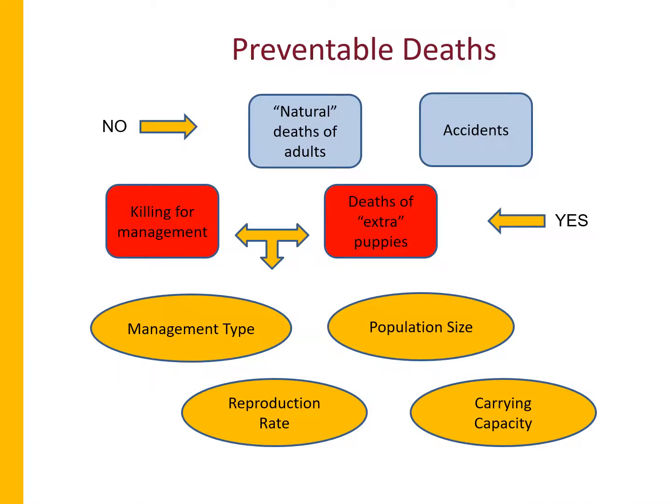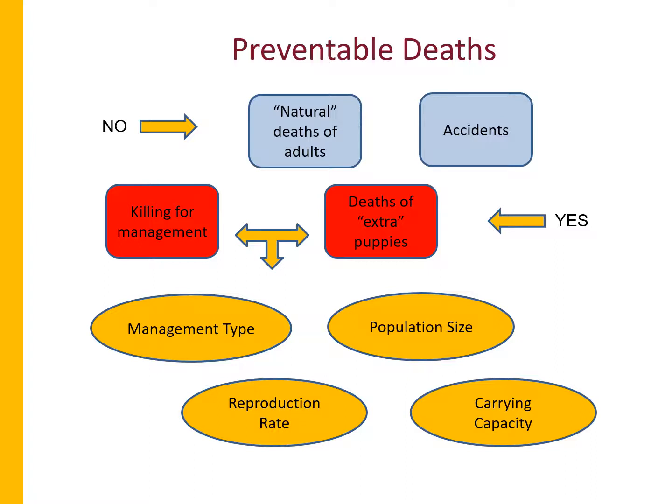So that's a little bit of background, just a little bit more to talk about what I mean when I mention the term preventable deaths, which is the focus of this talk. Dogs or any set of animals can die a number of different ways. Of course, they can die naturally from old age or disease of some sort or a medical condition of some sort, or they can die in accidents.